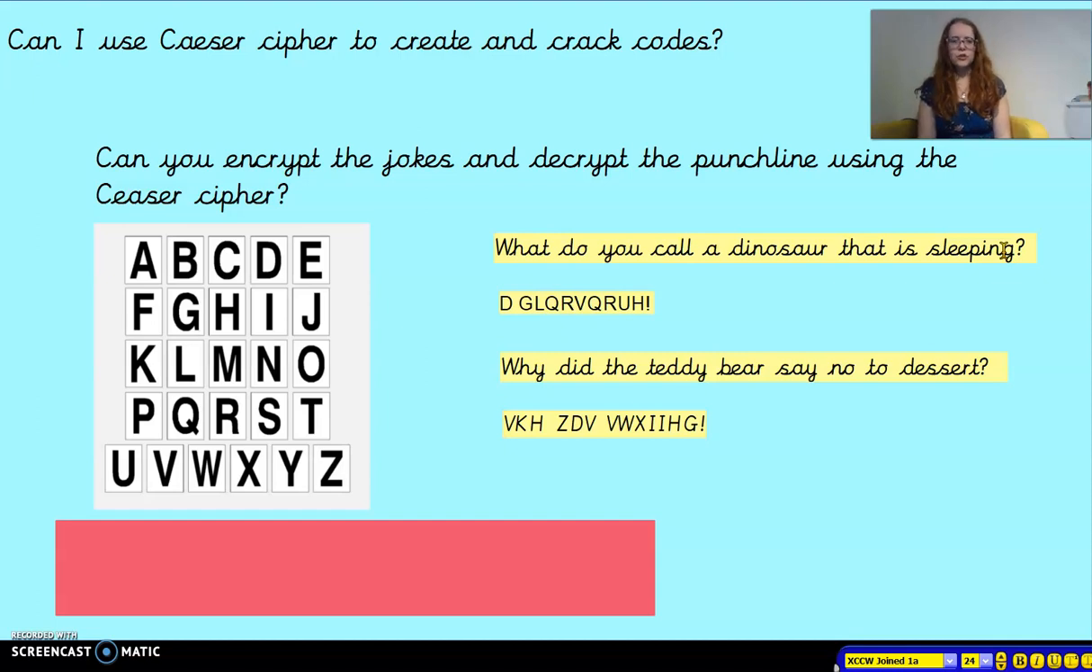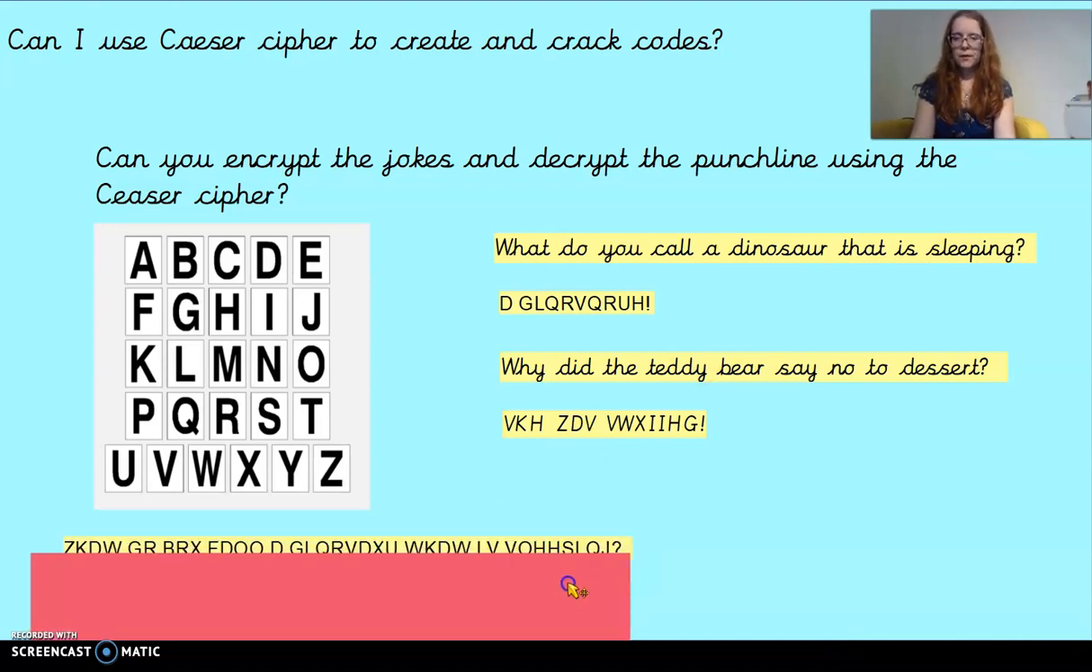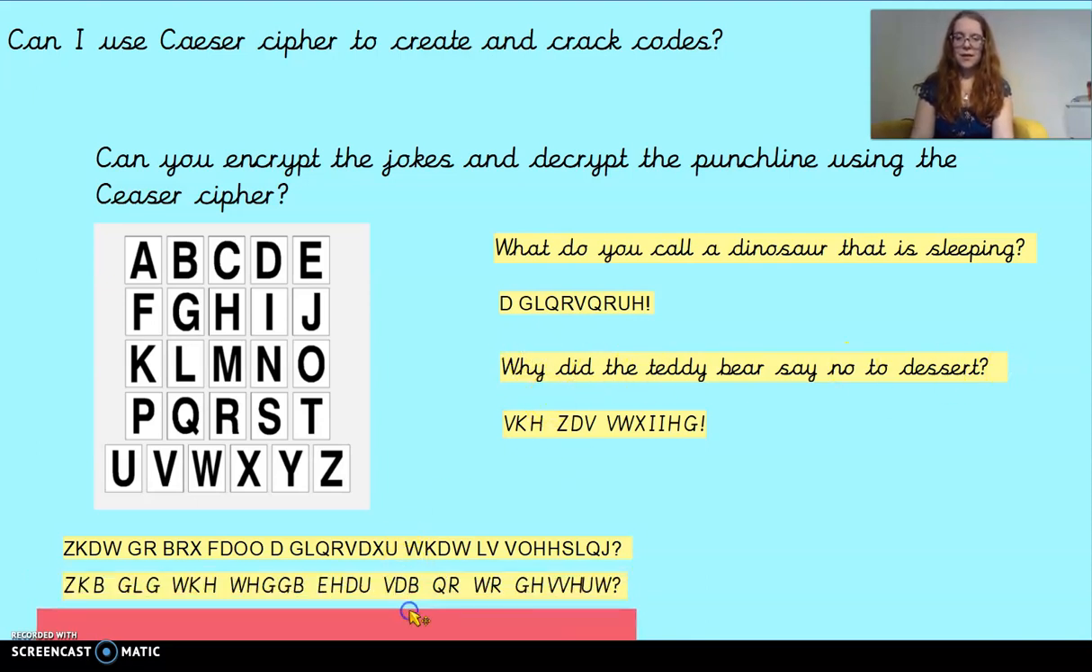Okay, what do you call a dinosaur that is sleeping? Now I've decrypted that down here. Does it match with yours? Oh, it looks very different. I don't even know how I would pronounce that if I was going to say it out loud. Okay, why did the teddy bear say no to dessert? And I've encrypted that one down there as well. But what about the punchlines?